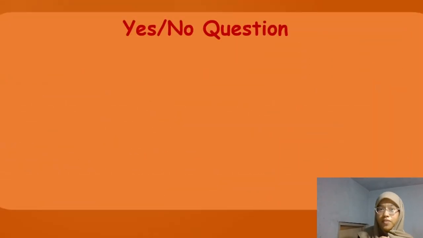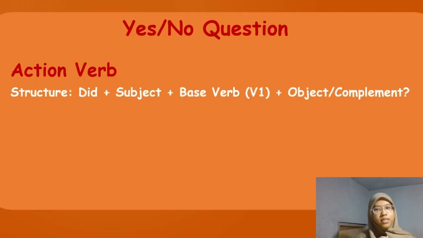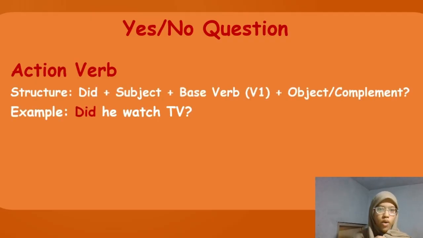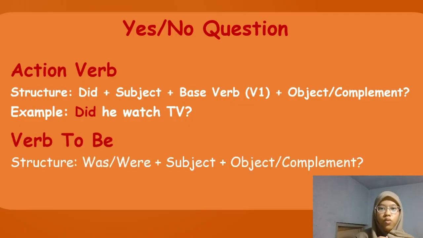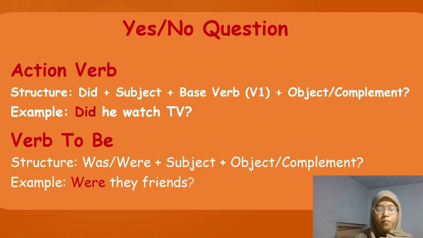Let's move on to the yes or no question. For the action verbs, the structure is did plus subject plus base verb, or verb 1. Did he watch TV? So you must put did at the beginning of the sentence. For the to be verb, the structure is was or were. You must put was or were at the beginning of the sentence.